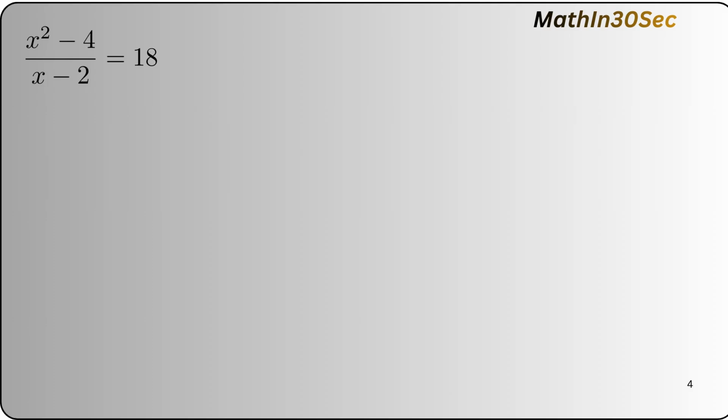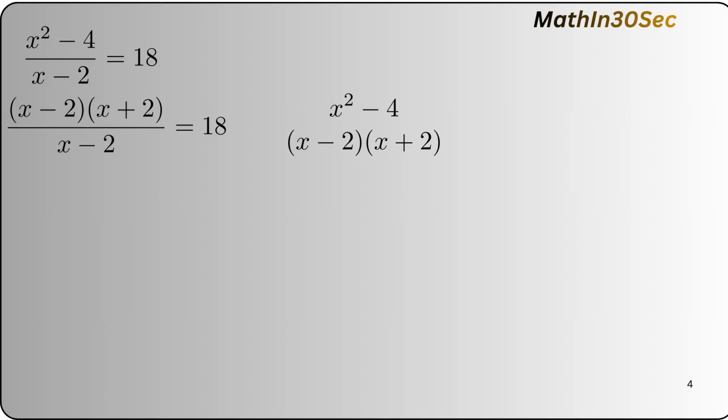Let's start by looking at the numerator, x squared minus 4. This is a difference of squares, which means we can rewrite it as two brackets, (x − 2) and (x + 2). For now, let's leave the denominator as it is. So the expression becomes (x − 2)(x + 2) all divided by (x − 2).